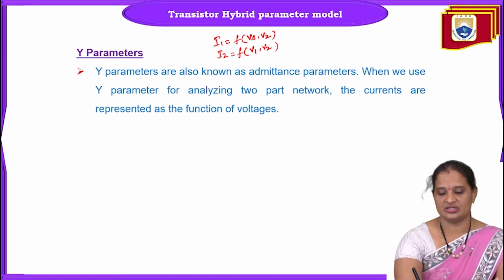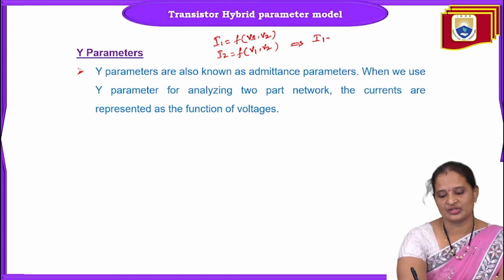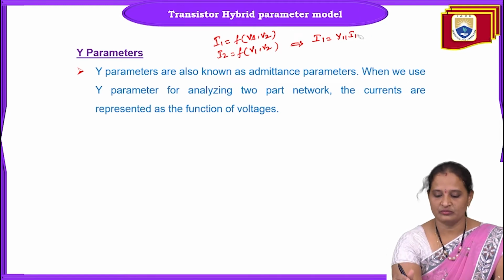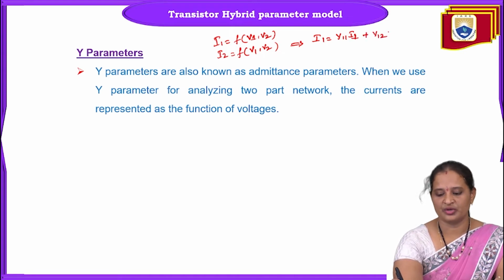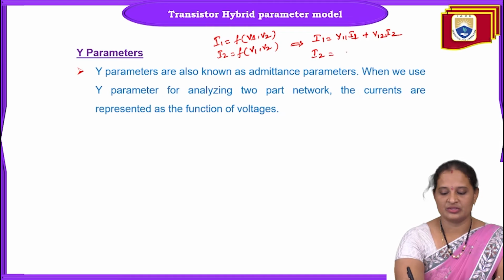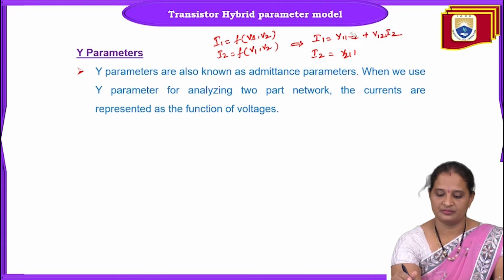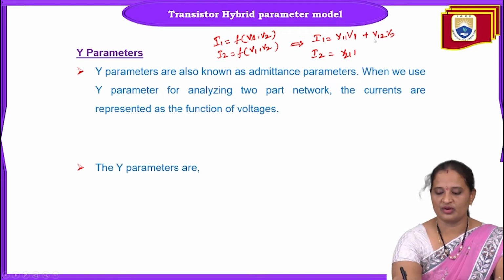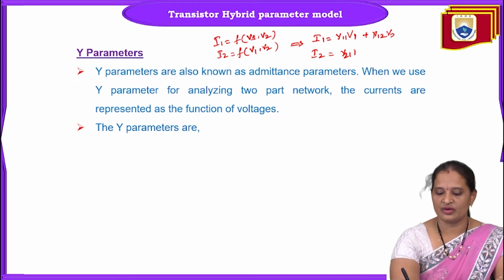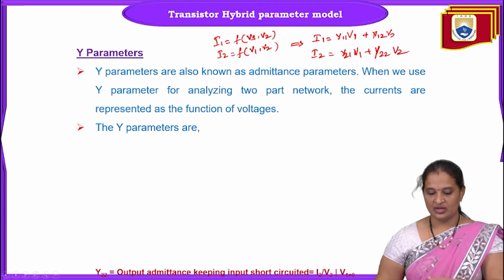Now how can I write these equations? I1 is equal to Y11 into V1 plus Y12 into V2. Similarly, I2 is equal to Y21 into V1 plus Y22 into V2. These are the two equations.